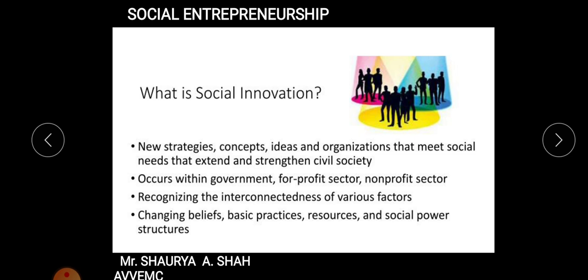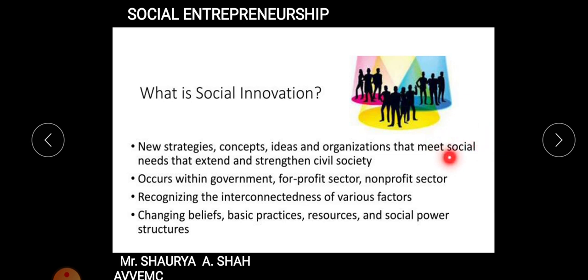Okay, next is what is social innovation, students? The actual meaning: it is the new strategies, concepts, ideas and organizations that meet social needs, that extend and strengthen civil society, as we saw in the previous slides. It is basically four things. One, new strategies. Second, the concepts. Third, the ideas, and the fourth is the organization. It can be any of the four that meet social needs.